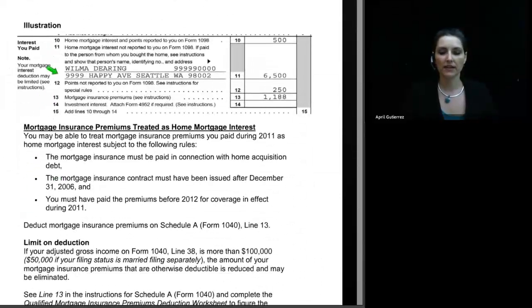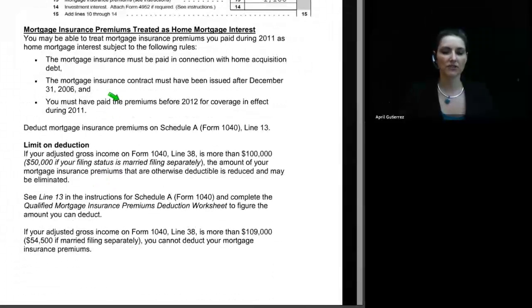We have Wilma Deering, who has received mortgage interest in the amount of $6,500. This is her Social Security number. This is her address. We can also see that it looks like this particular person who has a Schedule A has another loan on their home, maybe a home equity loan, but they've paid $500 of mortgage interest that is on a 1098. They've paid $6,500 that's not on a 1098. And it looks like they are paying some mortgage insurance as well. Oh, pardon me, points, that's it. It's hard to read this. So line 12 is showing points, not on a 1098. And line 13 is showing the mortgage insurance premiums that were paid.